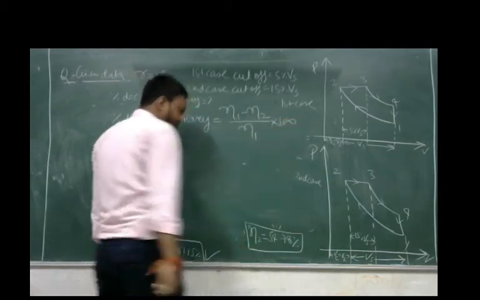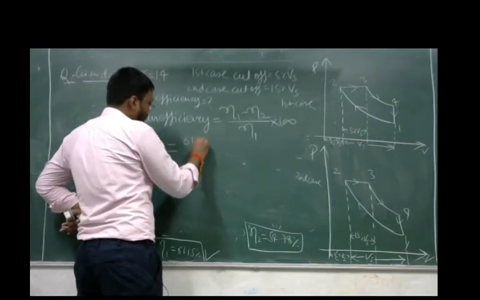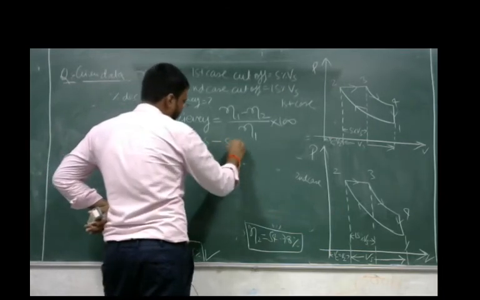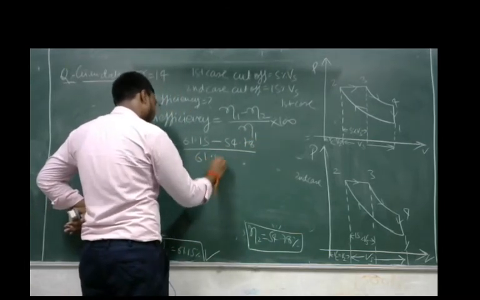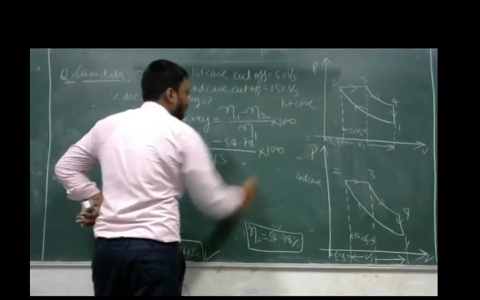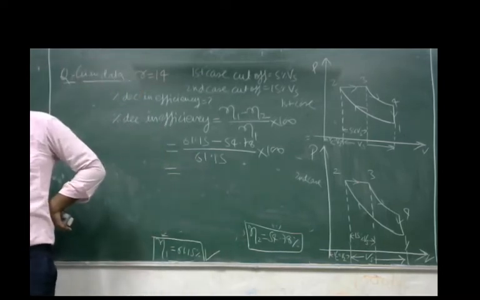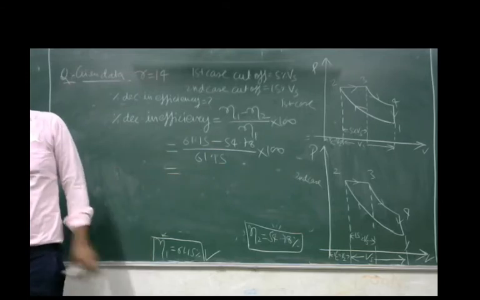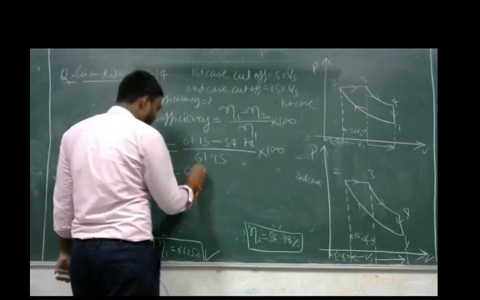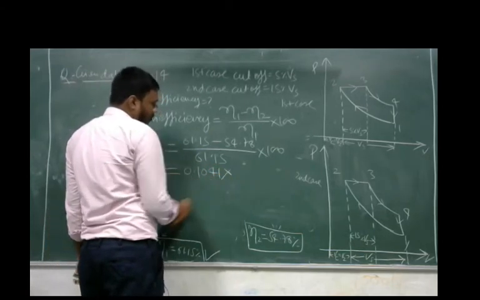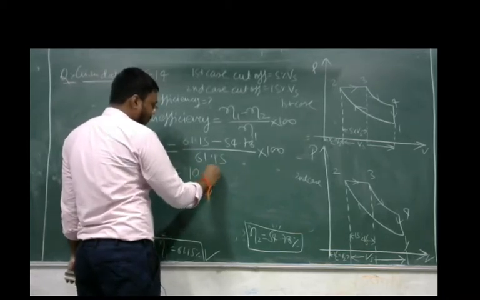Okay, put all the values. So here you will get 61.15 minus 54.78 divided by eta 1, which is 61.15, into 100, because we have to calculate these values in percentage. Calculate all these values with the help of a calculator. It comes equal to 0.1041. So we have to find this in percentage. When we multiply by 100, it comes equal to 10.41%.